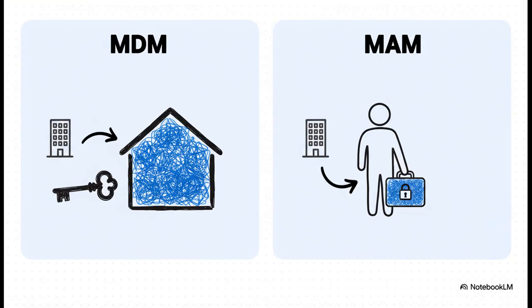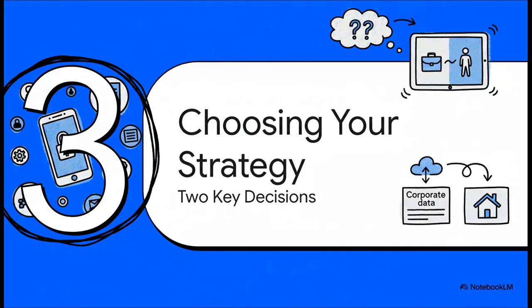And this slide really hits the nail on the head. The old way of doing things, MDM, is like giving your company the keys to your entire house. They can see and control everything. But MAM? That's totally different. It's like your company gives you a super secure locked briefcase to carry around. They control what goes in and out of that briefcase, but the rest of your house, your phone, is completely yours.